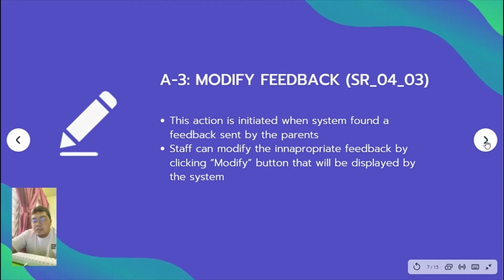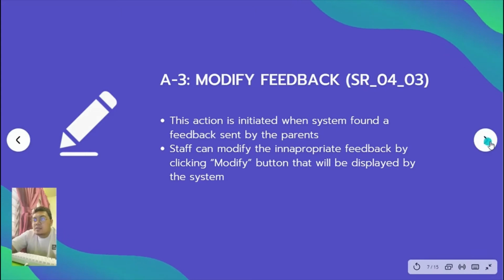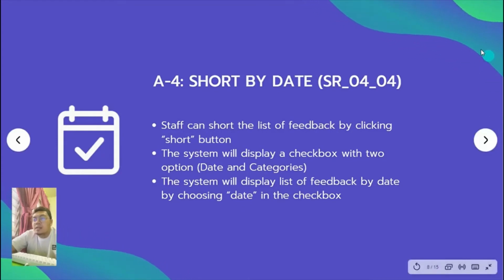And alternative 4, sort by date. Staff can sort the list of the feedback by clicking the sort button. The system will display a checkbox with two options, date or categories, and the system will display the list of feedback by date by choosing date in the checkbox.